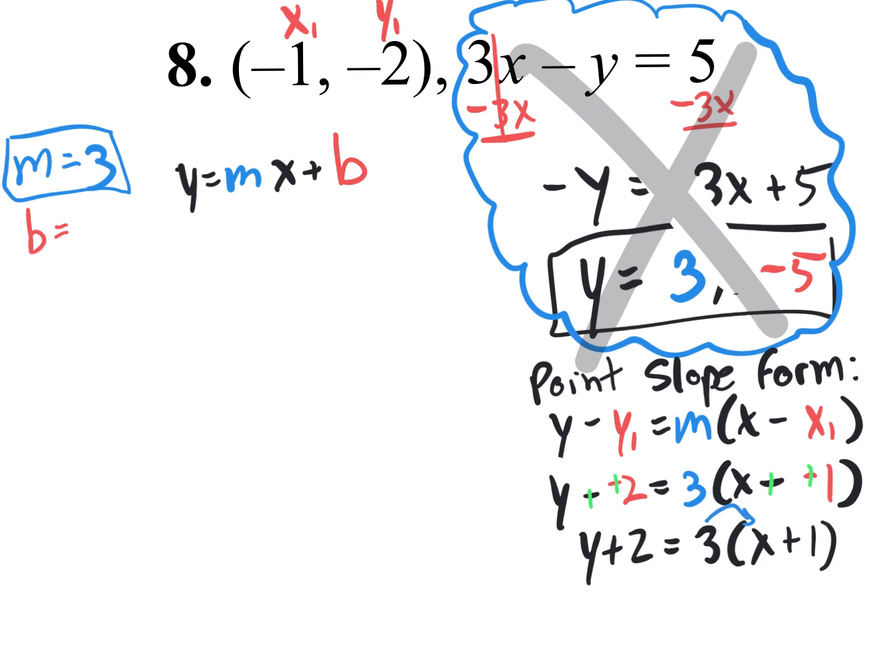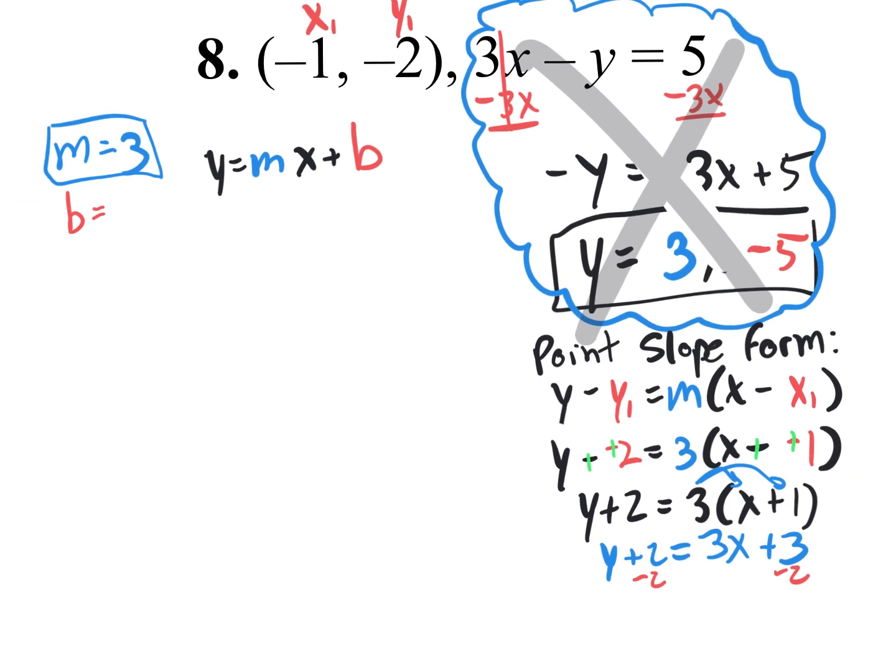So 3 times x is 3x. 3 times 1 is 3. Bring down the equal sign, bring down the y and the plus 2. Here's our new blue equation without the parentheses. And now all we have to do is get rid of that plus 2 by subtracting 2 and subtracting 2. And we will have our final slope-intercept form equation right here. y equals, the slope is 3 with an x, and then plus 1.